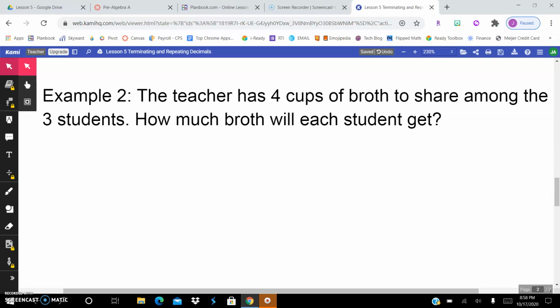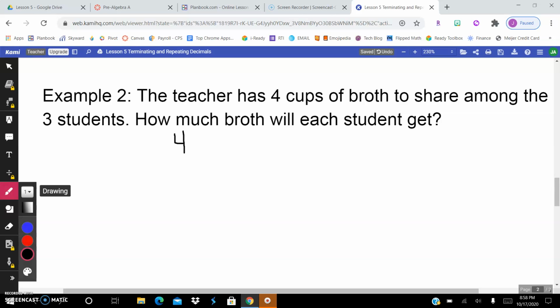Example 2, the teacher has 4 cups of broth to share among 3 students. How much broth will each student get? So there's a total of 4 cups. So we are going to have 4, and we're going to divide that among, or share it among 3 students. So we're going to divide that by 3. So if I wrote that as a fraction, it would look like 4/3.